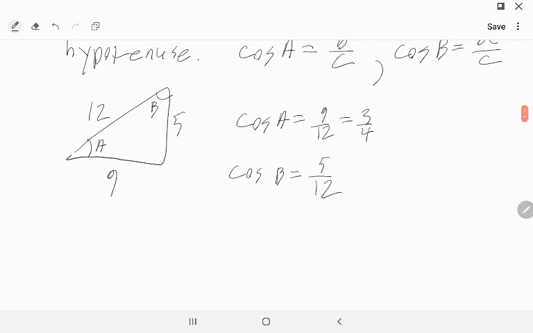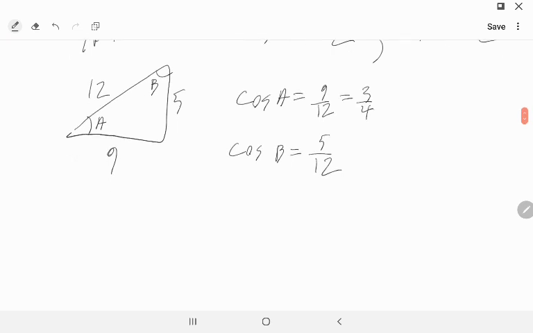We actually notice that in both of these cases, if we know all three sides, we're going to learn about a couple of theorems later on, probably in section 7.3. Knowing all three sides dictates what those two angles have to be. So especially for a right triangle, this is convenient.